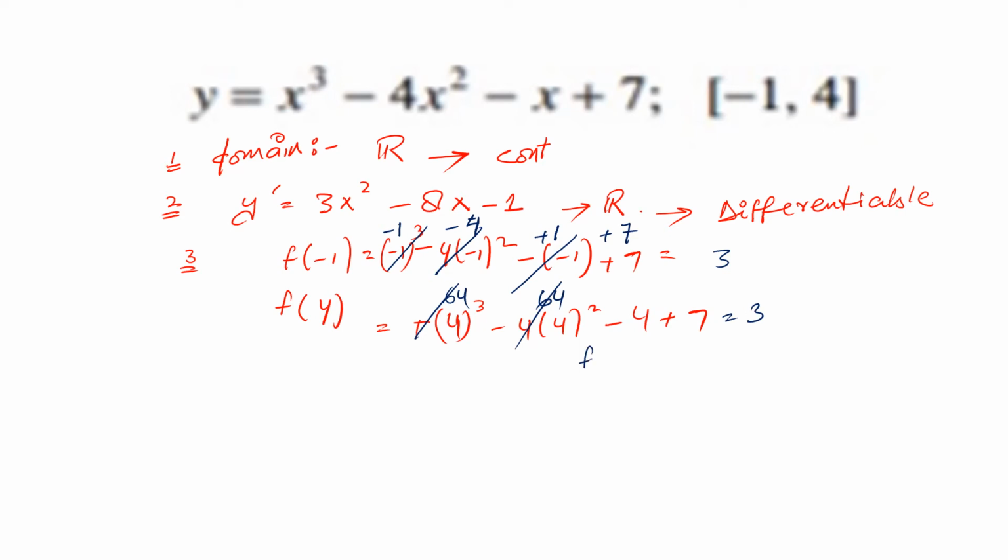So you can say that the heights are equal to each other. Now all three conditions are fulfilled. You can apply Rolle's theorem, according to which you will have a certain point c between a and b where the slope of the tangent line is 0.